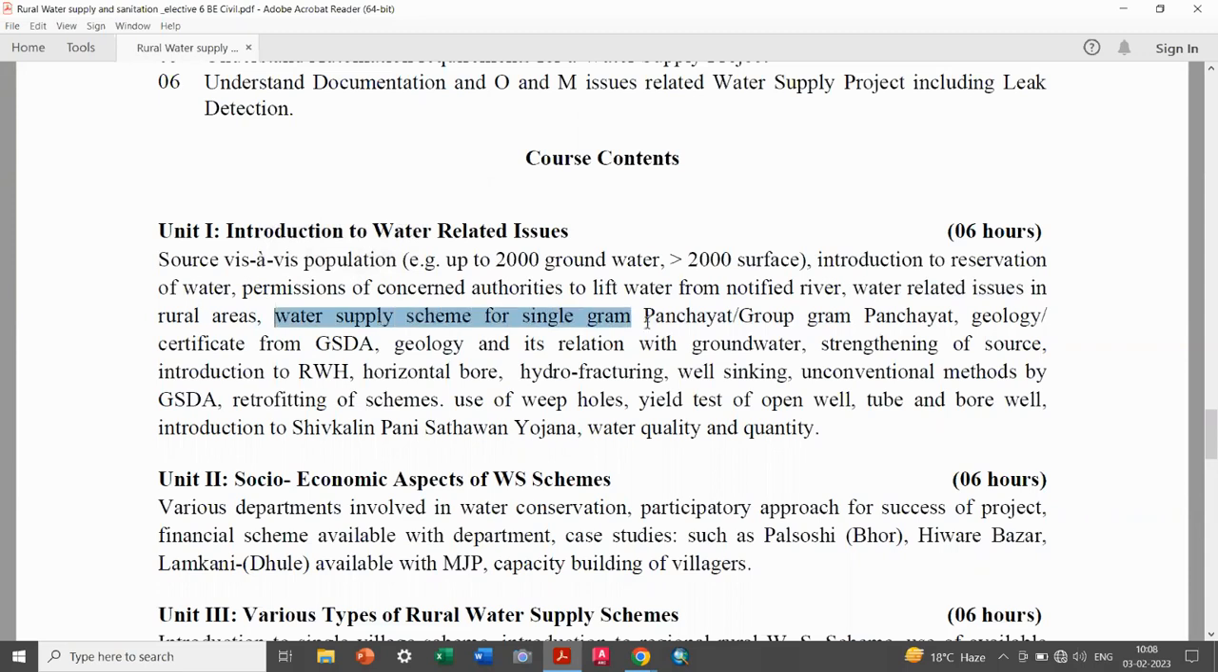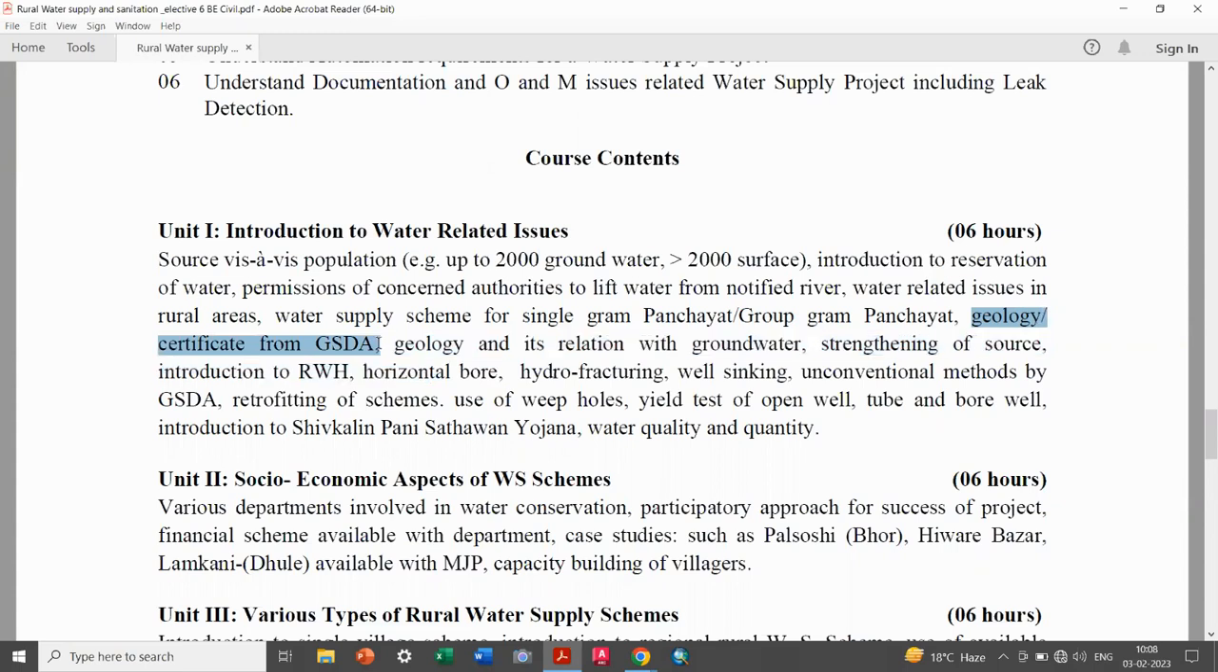Then the water supply scheme for a single gram panchayat and a group of gram panchayats, that we will discuss. If we want to plan a scheme for a single gram panchayat, what will we have to do? We are considering the population of that particular gram panchayat, and if the source of water is at a longer distance, or if you are adding a water treatment plant also, then you can go for a group gram panchayat water supply scheme, so that the expenditure will be shared and such a larger water treatment plant will also be financially justified.